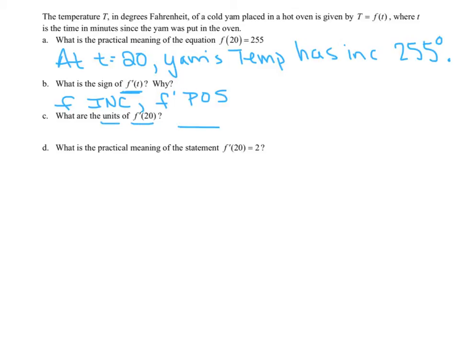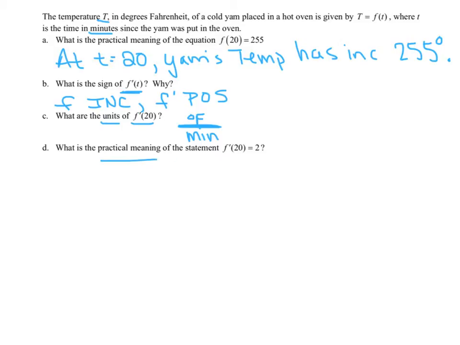Okay, what are the units on F prime of 20? Think dependent variable, which is the capital T, so that'll be degrees Fahrenheit, divided by independent variable, which is my lowercase t, the minutes. So the units would be degrees Fahrenheit per minute. You'll always find yourself using the word per when describing a derivative, 99% of the time, I'll say.